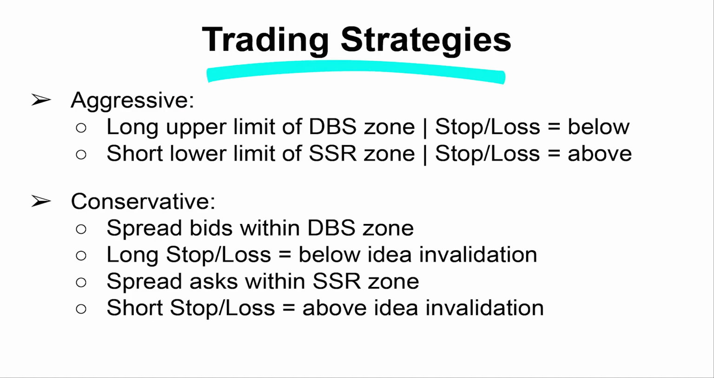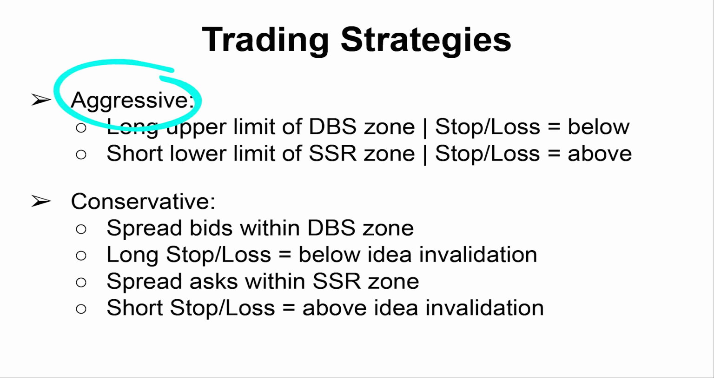So let's talk about trading strategies we could implement with our new and improved understanding of SR. As we talked about in previous courses, we want to be buyers at support and sellers at resistance. Well, now we have a pretty clear visualization for how we can identify support and resistance during periods of consolidation. Utilizing DBS and SSR zones, let's talk about an aggressive trading strategy for long positions.